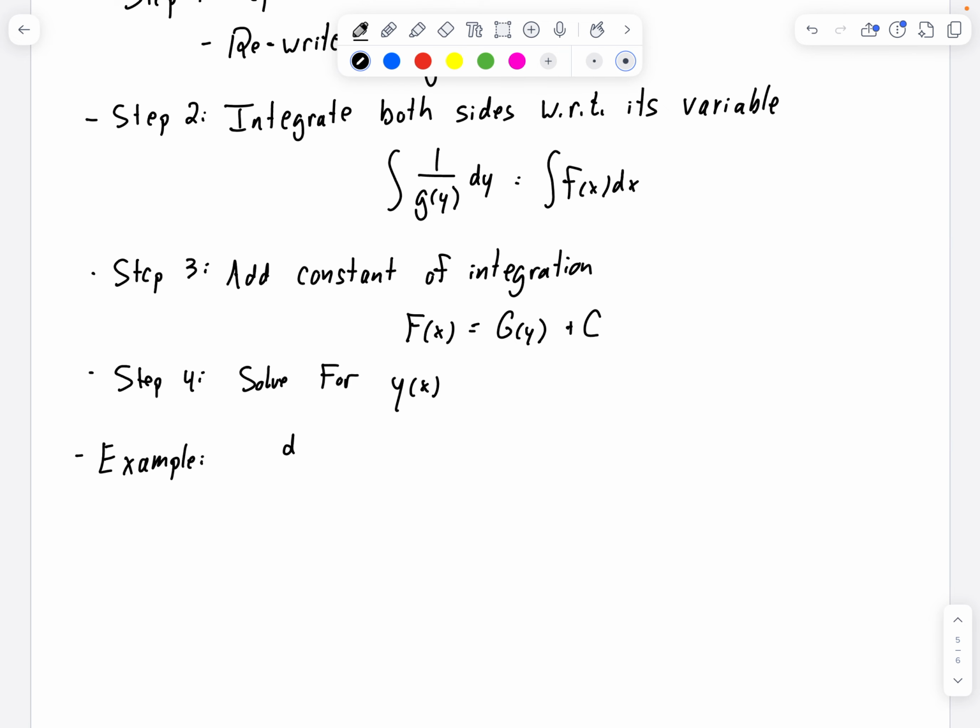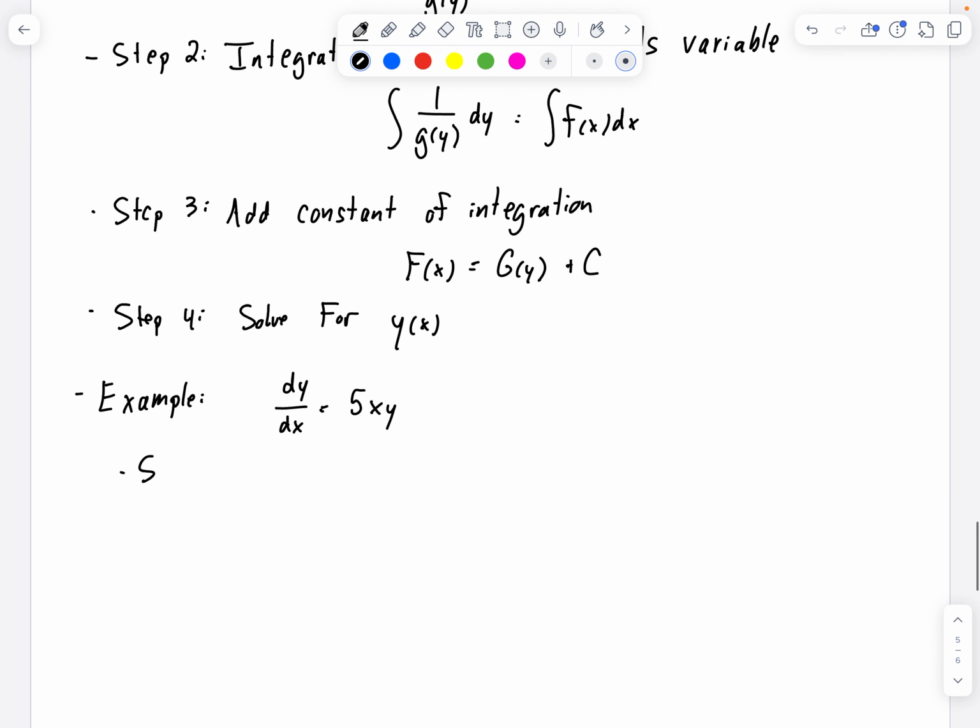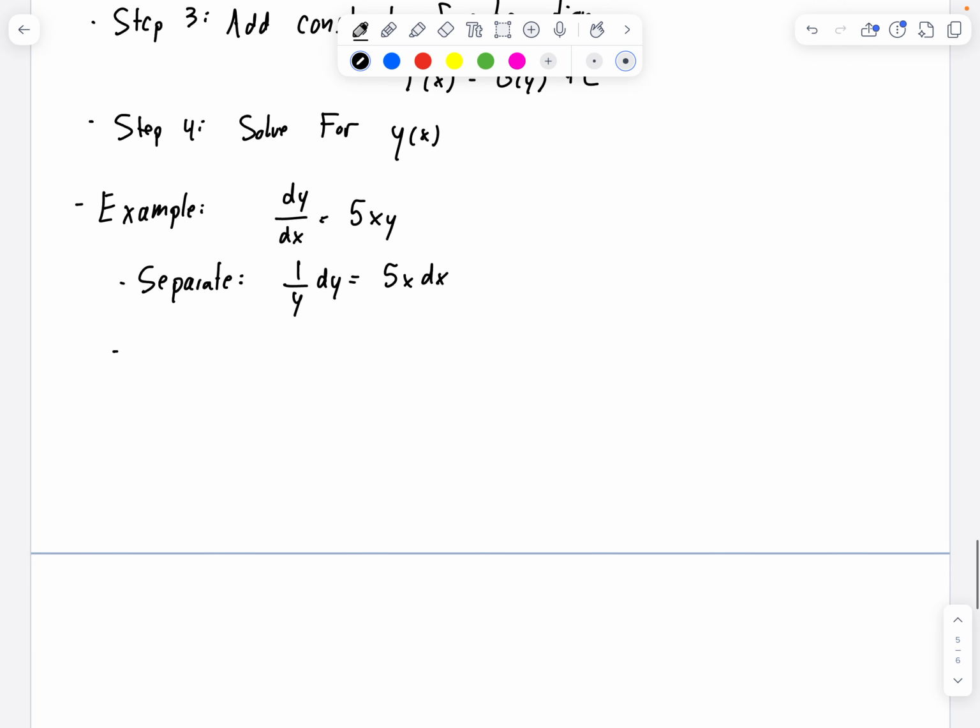So in our example, we have dy by dx is equal to 5xy. So for the first step, we're going to separate. So we'll separate this into 1 over y dy is equal to 5x dx. The next step will be to integrate. So we'll integrate the left-hand side, 1 over y dy is equal to the integral of 5x dx.